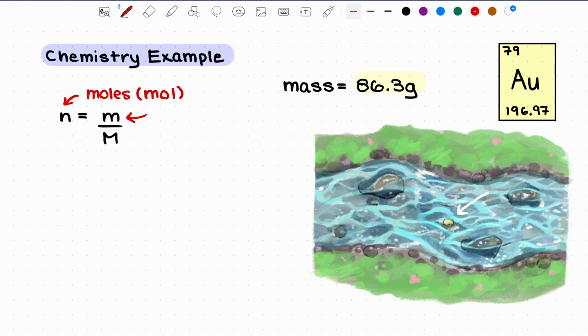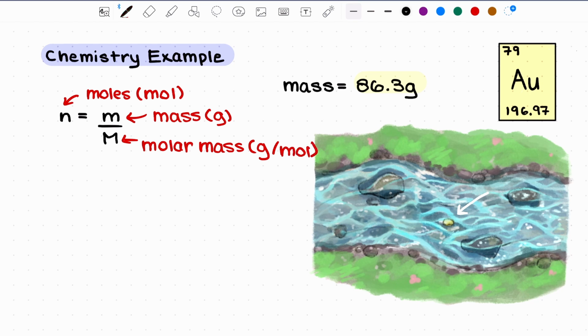Hey, that rhymed. Okay, we have our mass, which has to always be in grams. And we have our molar mass, which is in the units of grams per, so that's divided, mole.